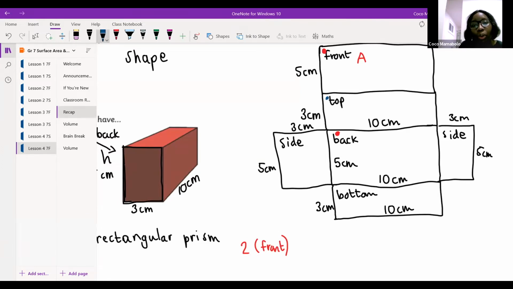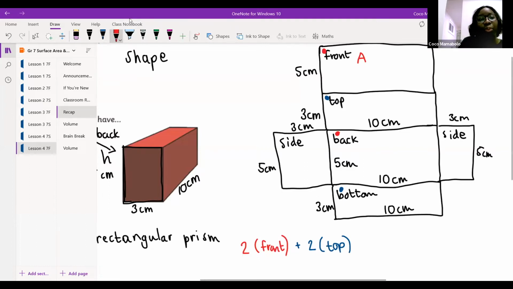And then we said the top looks like, which other side does the top look like? Tell me in the chat, everyone. Excellent. The top looks like the bottom. Good. So when I calculate the area of the top, I can calculate the area of the bottom at the same time. So I'm going to go 2 times the area of the front, plus 2 times the area of the top, sorry. Exactly. All we're doing is multiplying by 2.